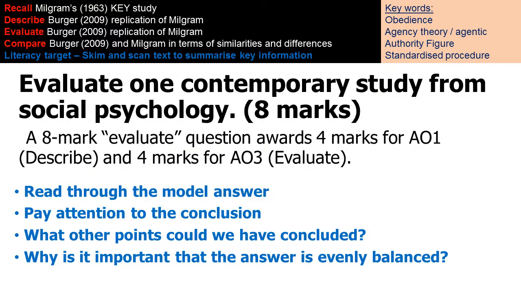The bit I want you to be really aware of here is within the new specification of Edexcel Psychology is this introduction of the 8-mark question. Now, even if you're given an evaluate one contemporary study from social psychology, straight away we know our contemporary study from social psychology is Berger. But because it's an 8-mark evaluate question, we also need to be aware that we have to describe and evaluate for the full 8 marks. So we've got 4 marks for our AO1 and our description, and 4 marks for our AO3, which is our evaluation. There is a model answer for this within your booklets that I suggest you read.